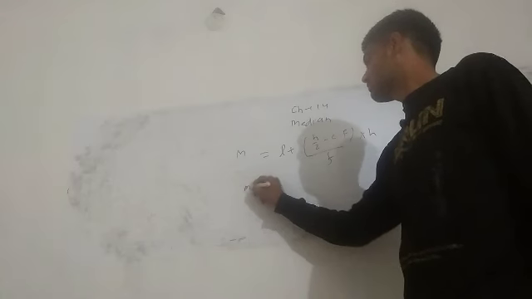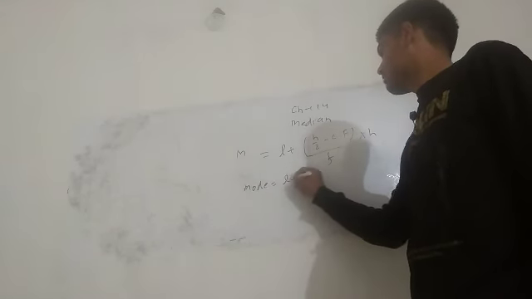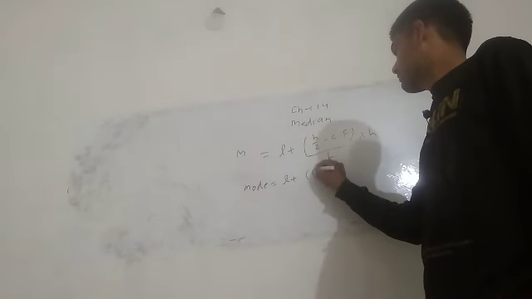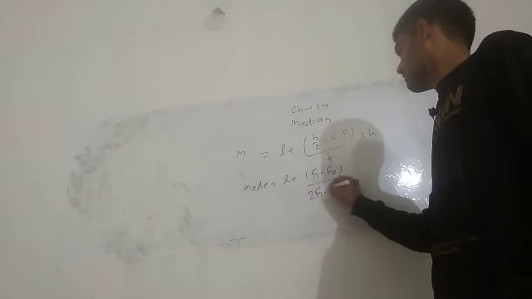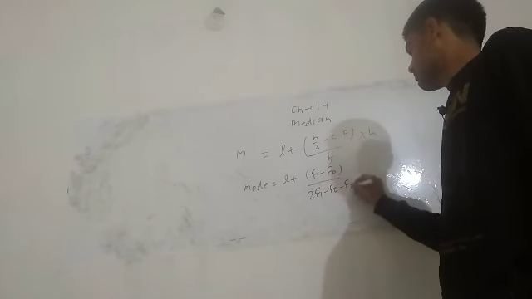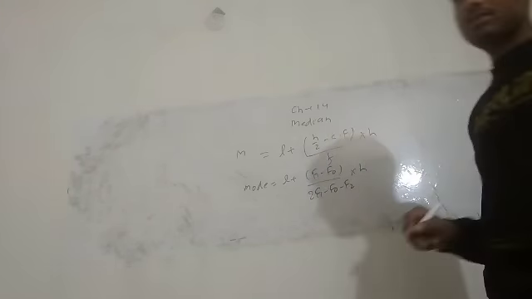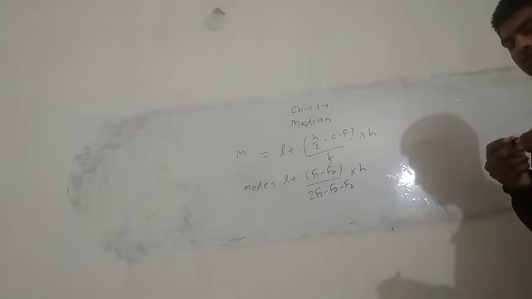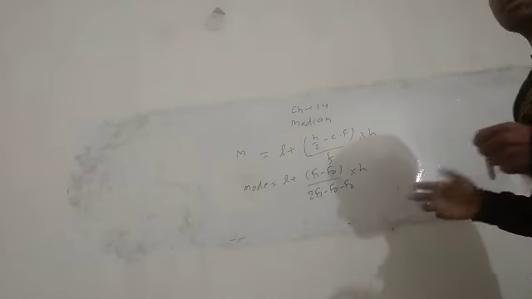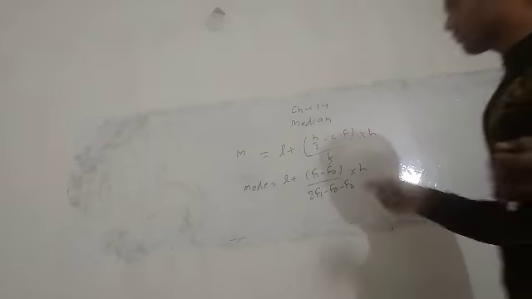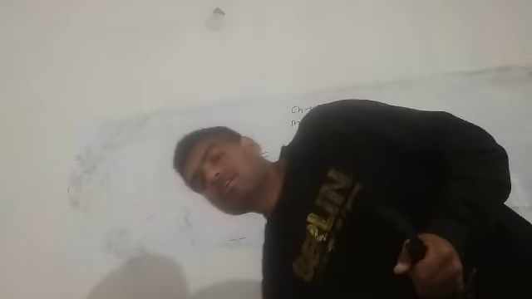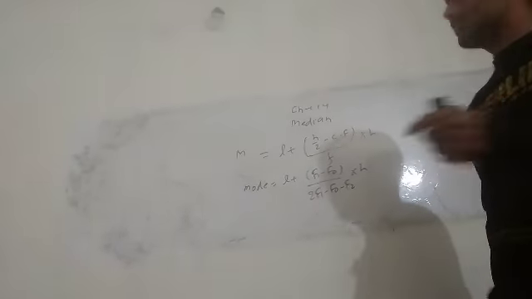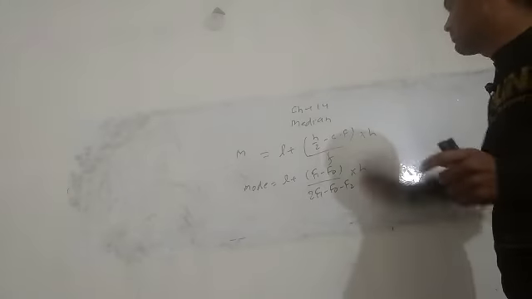Next, mode. Mode is what? L plus (f1 minus f0) upon (2f1 minus f0 minus f2) multiplied by h. This one is mode. So these are the basic formulas of chapter 14, and basically mode is the number which comes most of the time, and for median, after ascending order, the middle term is the median.